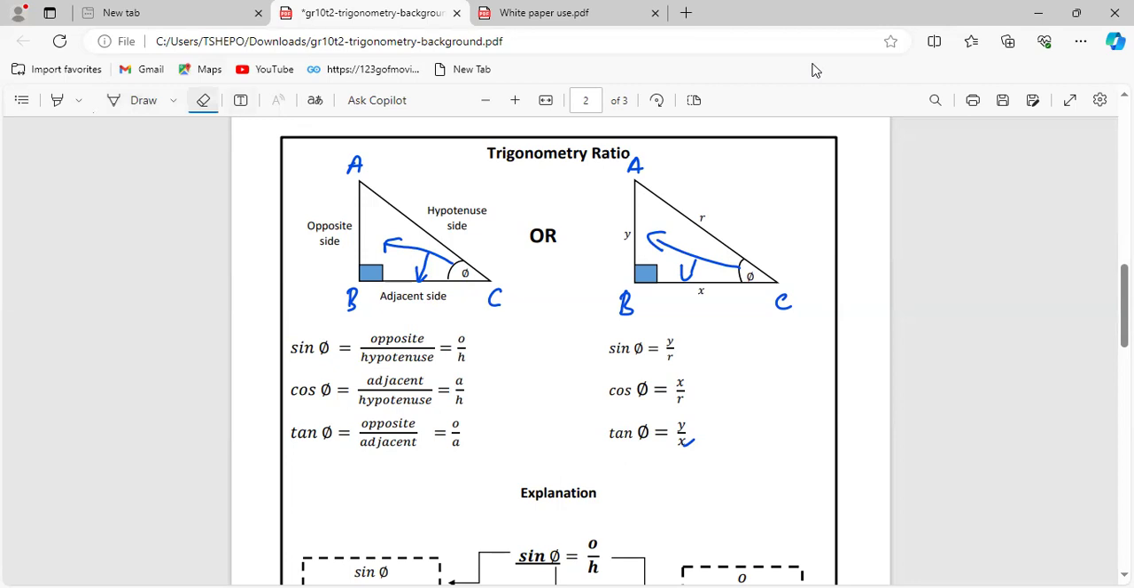Now, here's the thing. A lot of learners forget these things. They forget what the sine function equals. Is the sine function equal to opposite over hypotenuse or adjacent over hypotenuse? Sometimes you get confused. But the simplest trick to always remember this, from grade 10 till grade 12, is called SOHCAHTOA.